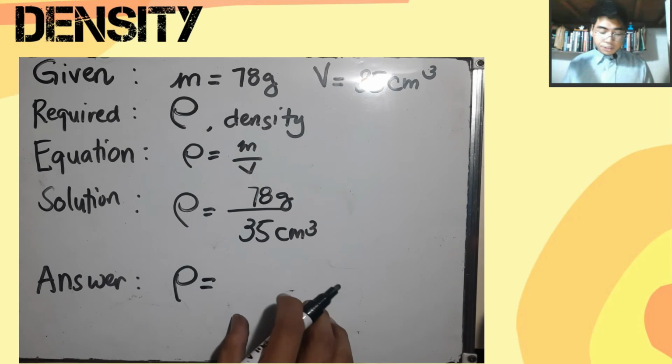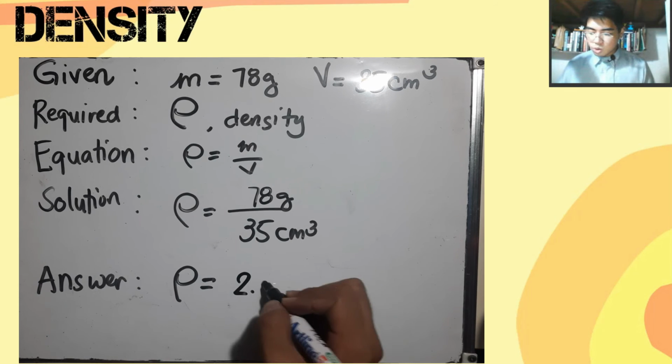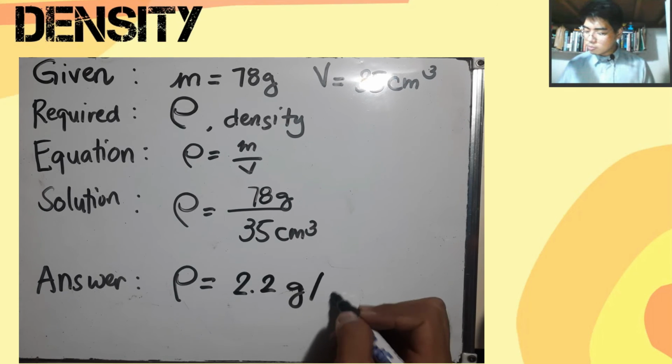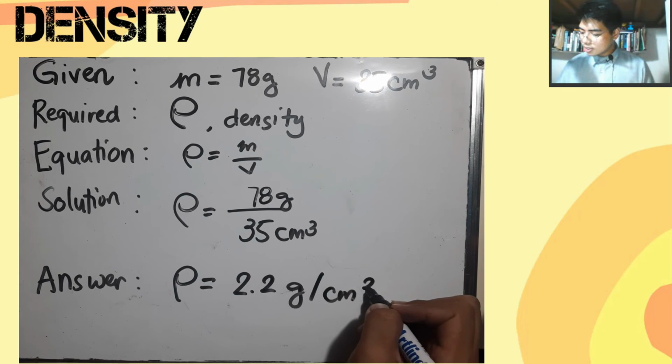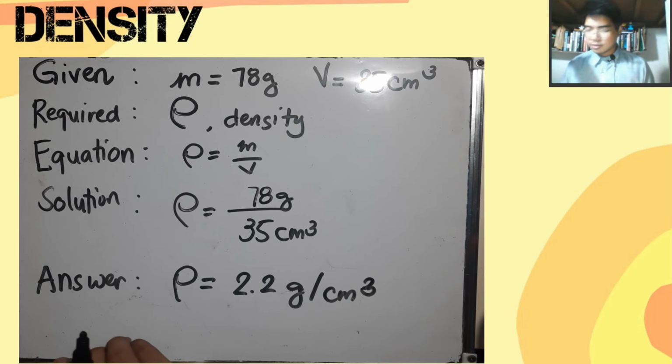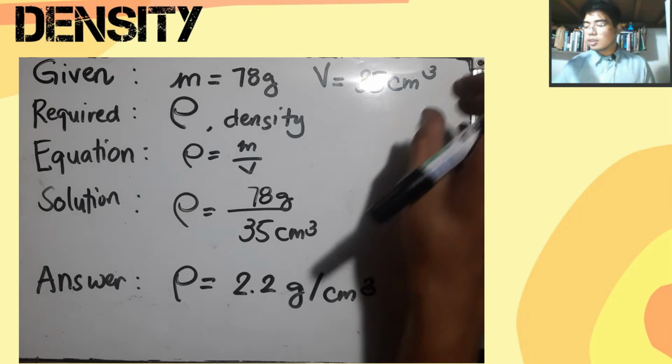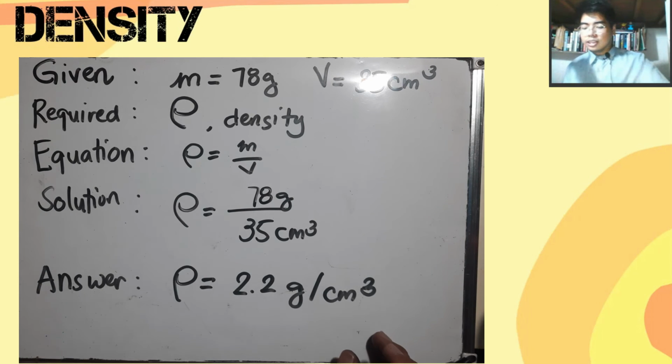And the answer for this problem is equivalent to 2.2 grams per cubic centimeter. Okay? And that is how you're going to solve problems following the GRASA method: given, required, equation, solution, then answer.